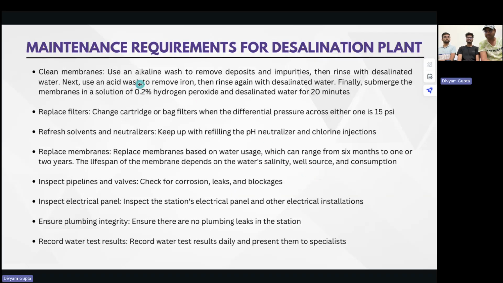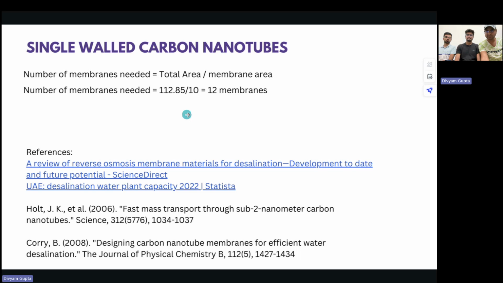A couple of things which we need to keep in mind are the maintenance requirements for this membrane. First, in order to clean these membranes, we need to use about 0.2% hydrogen peroxide, which is more efficient in removing the brine particles deposited on the membrane. Second is to replace filters, which need to be replaced about every week. Third is to replace membranes. As Arush mentioned, the durability is about 1 to 5 years. We will have to replace the membranes accordingly. And here are the other factors which might be required.